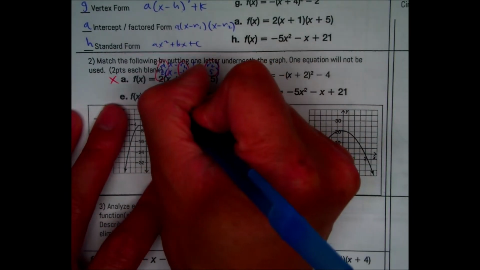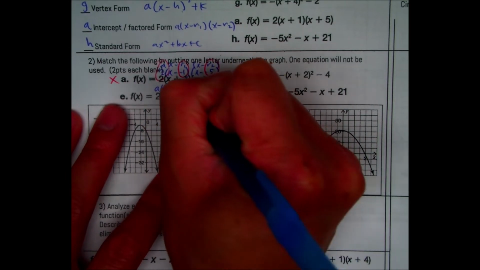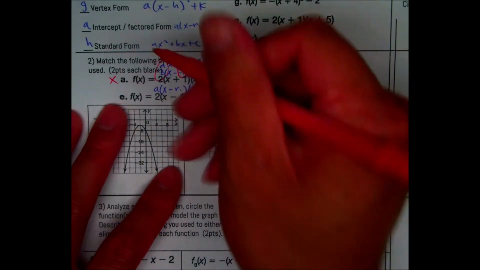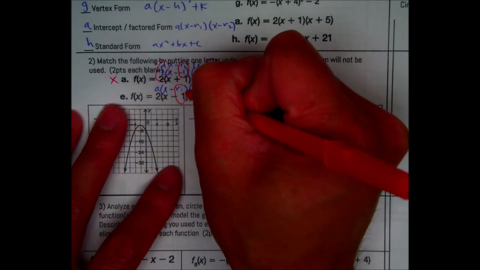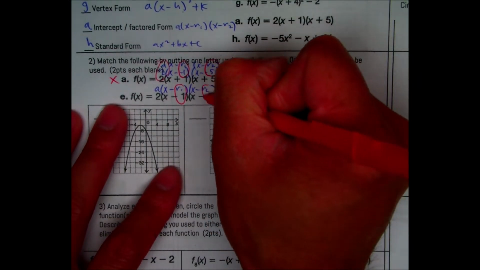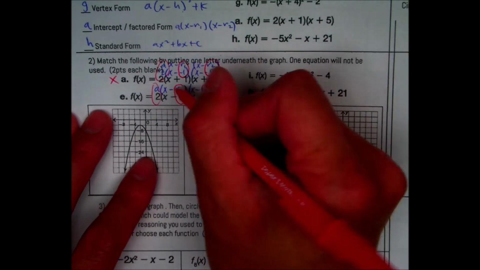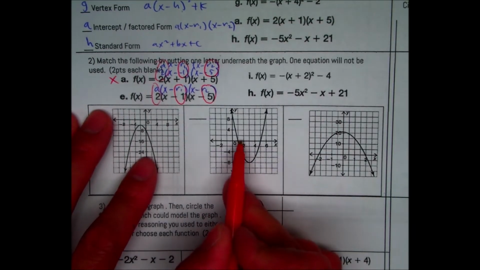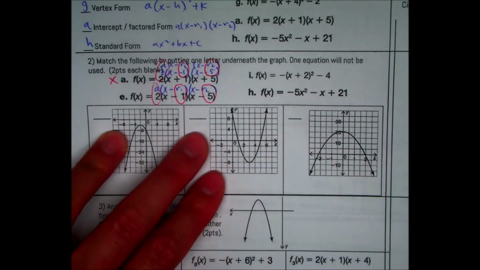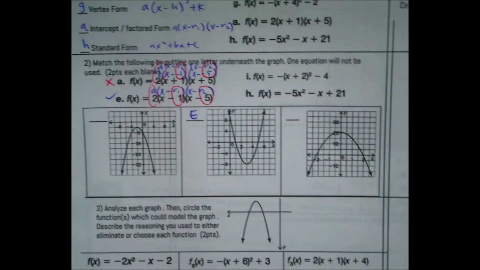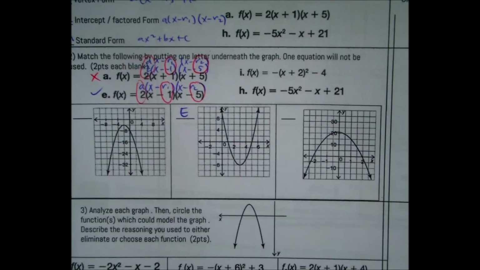Here again, I'm going to write the form right above it. And then you can see, don't circle the subtraction sign because that's part of the formula. So it's opening up. It goes through 1 and positive 5. So this would be choice E. Alright, let's go to the next one.